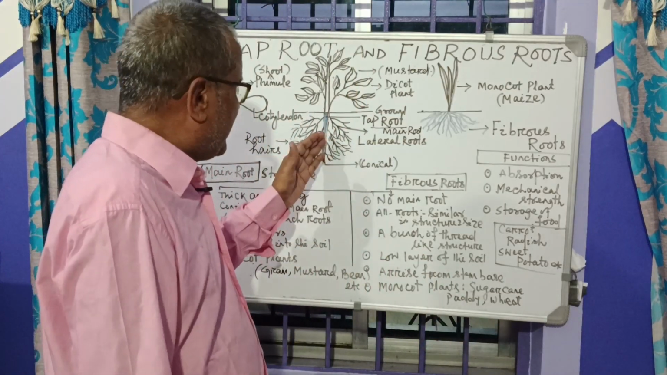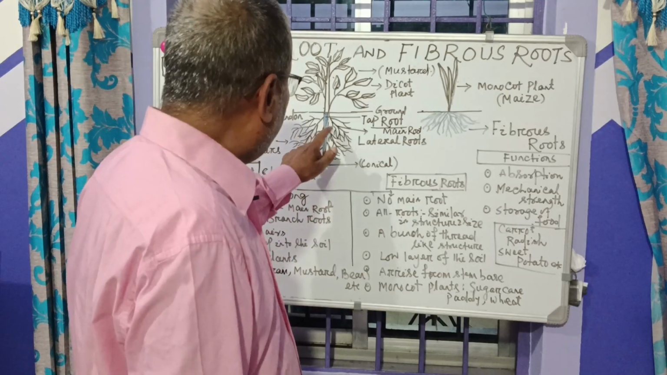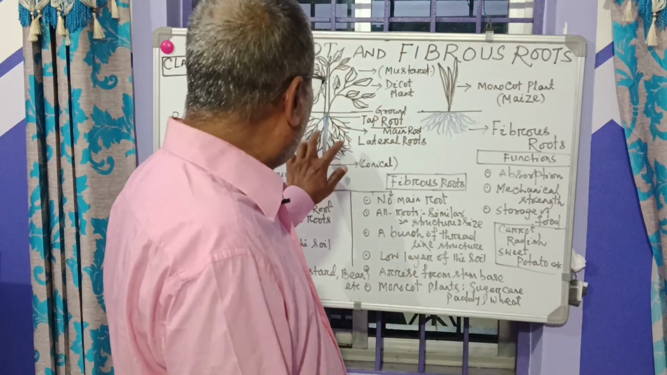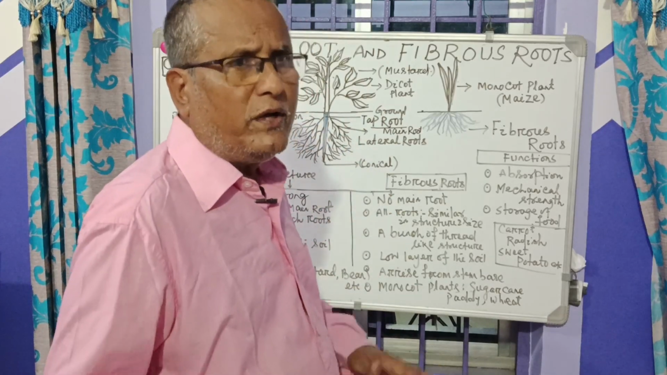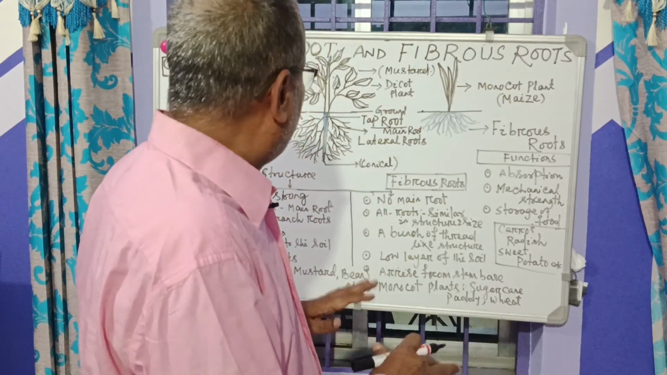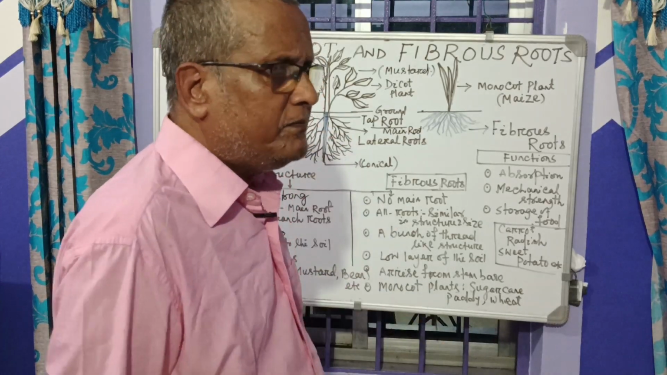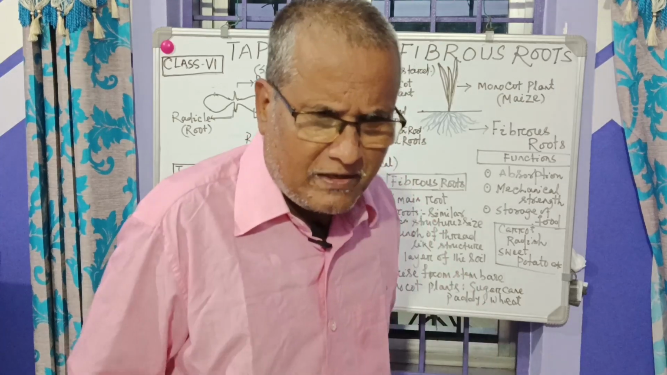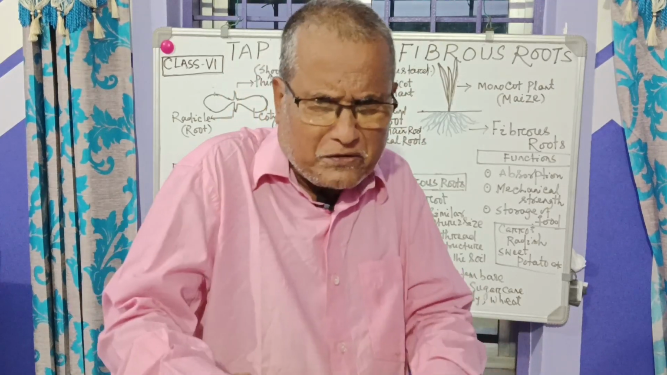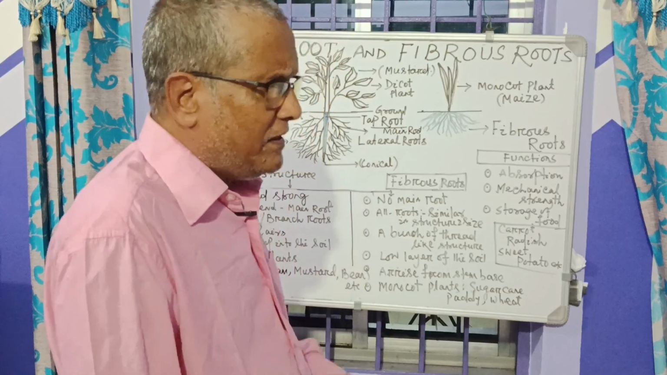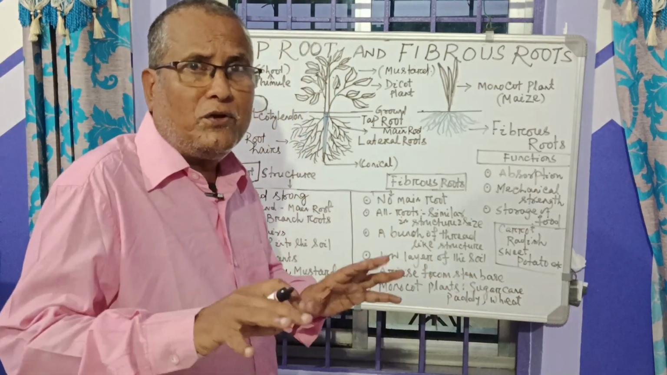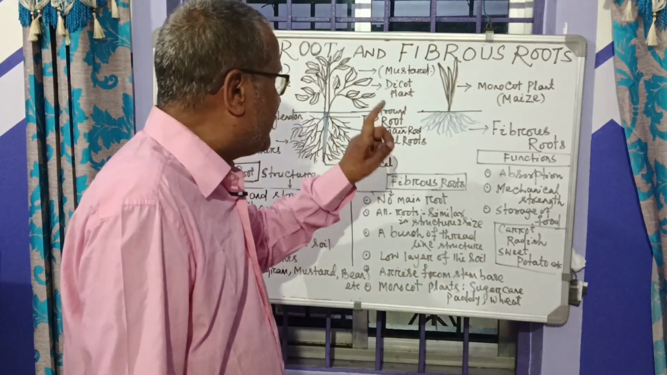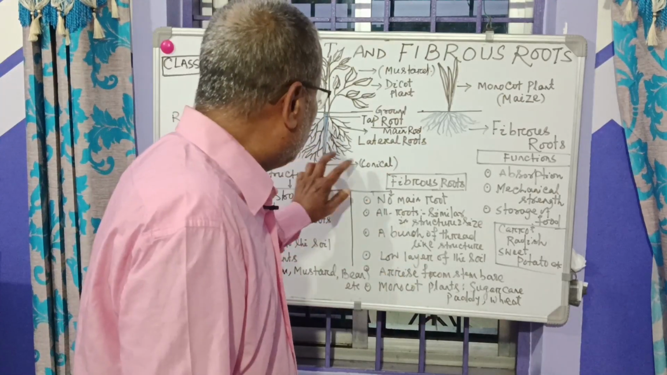Then from the main root, we find lateral roots arise. These are called lateral roots, or we call them branch roots. They arise from the main root. What do they do? They spread under the soil. They anchor the soil, meaning they hold the plant strongly and firmly in the soil. So these are called lateral roots or branch roots.